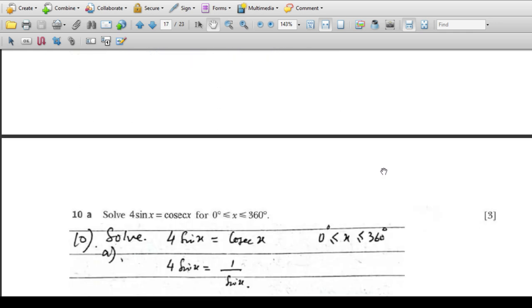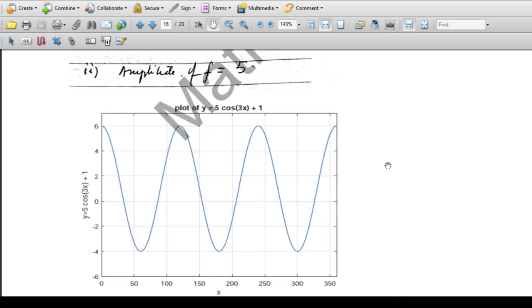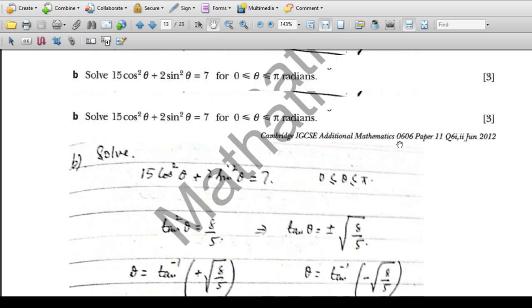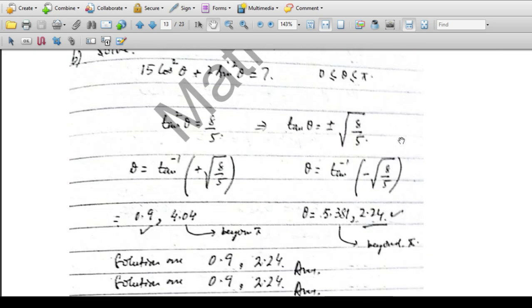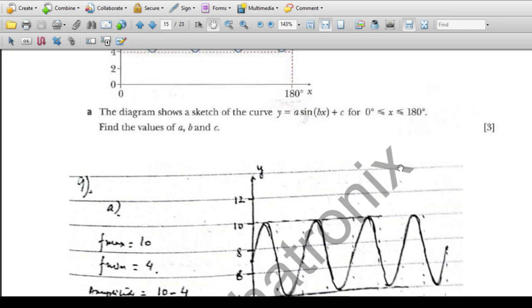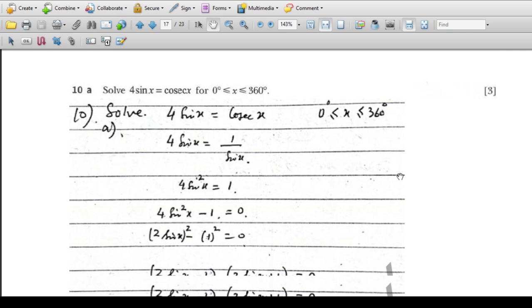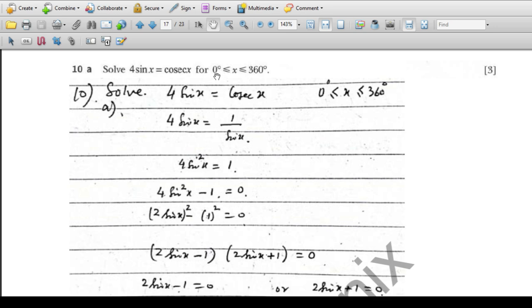Now question number 10. This is question 8 and 9. So in this session we are discussing question number 8 to 10. So let's take question number 10 here. We are given 4 sin x is equal to cosec x for the range 0 to 360 degrees. So 4 sin x is equal to 1 over sin x.